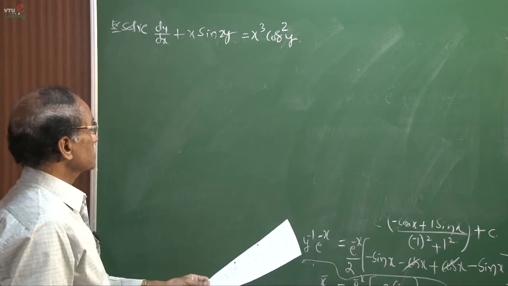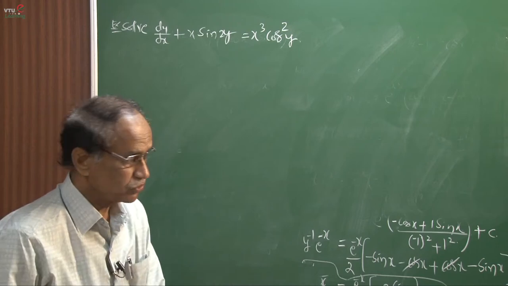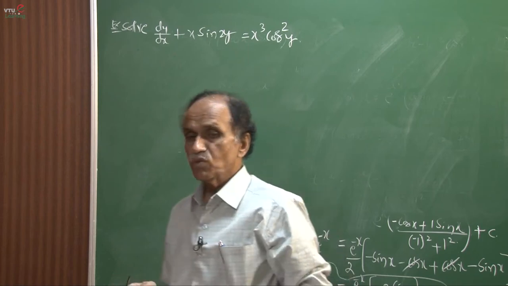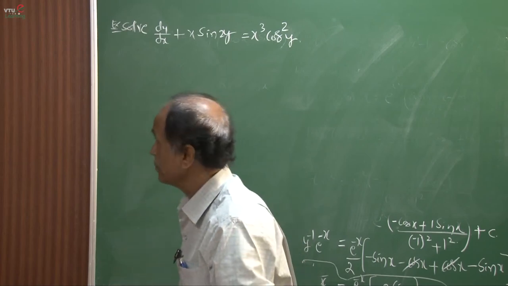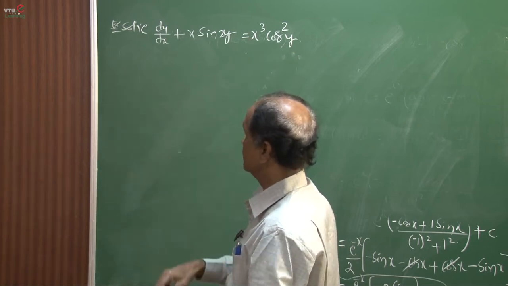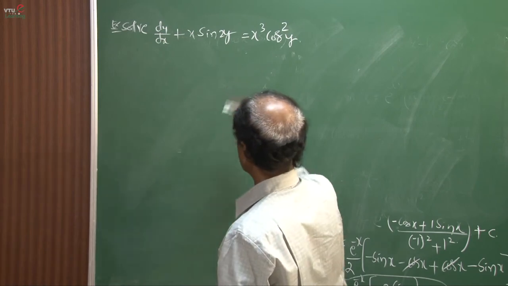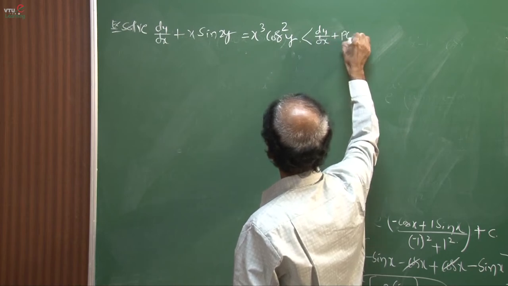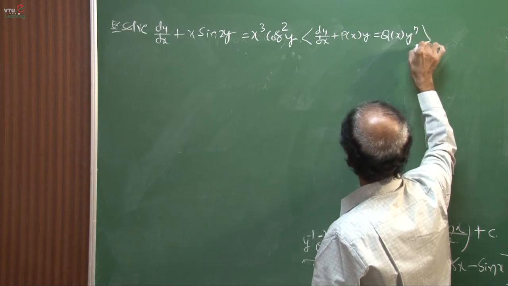dy by dx plus x into sin 2y equal to x cube into cos square y, right? So that is correct. Now the first observation you are supposed to make is whether the product y into dy has appeared or not, especially in Bernoulli's nonlinear differential equation. If that appeared, then immediately you have to change it. But here also, to this dy, y term is not multiplied. Therefore, this must be of the standard form dy by dx plus p of x into y equal to q of x into y to the power n.